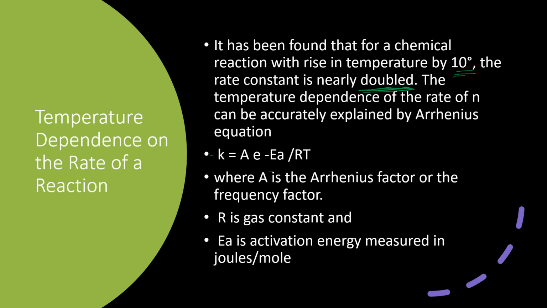That relation is given by Arrhenius, and it is called the Arrhenius equation. According to Arrhenius, the relation between rate constant and temperature is K equal to A into e raised to minus Ea by RT, where A is the Arrhenius constant, R is the universal gas constant, Ea is the activation energy, and T is the temperature.